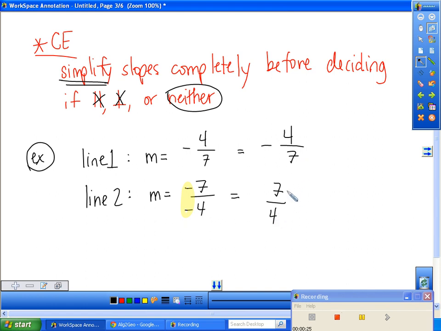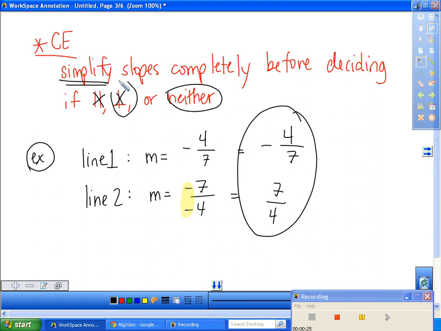7 was in the denominator, now it's in the numerator. This is an opposite reciprocal, so actually these slopes are perpendicular. So that's just a common mistake that we see when we're rushing and we're not simplifying the slopes. So make sure you're double checking and simplifying every time we're thinking about parallel, perpendicular, or neither.